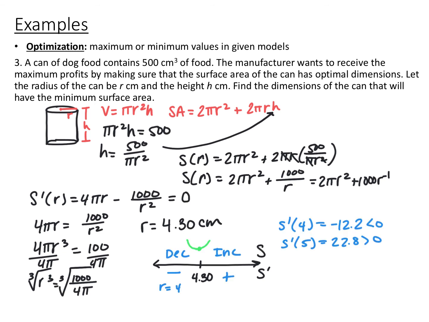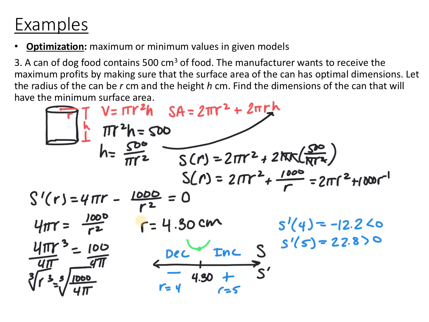So I tested a point that was slightly smaller. I tested r equals 4, and I found the derivative at r equals 4 to be negative 12.2. So that's negative, which means your original function is decreasing. And then I tested something slightly bigger than 4.30. I tested r equals 5 and got 22.8. So my slope was positive, which means my function is now increasing. So I went from decreasing to increasing. So this is really the local minimum that we want.